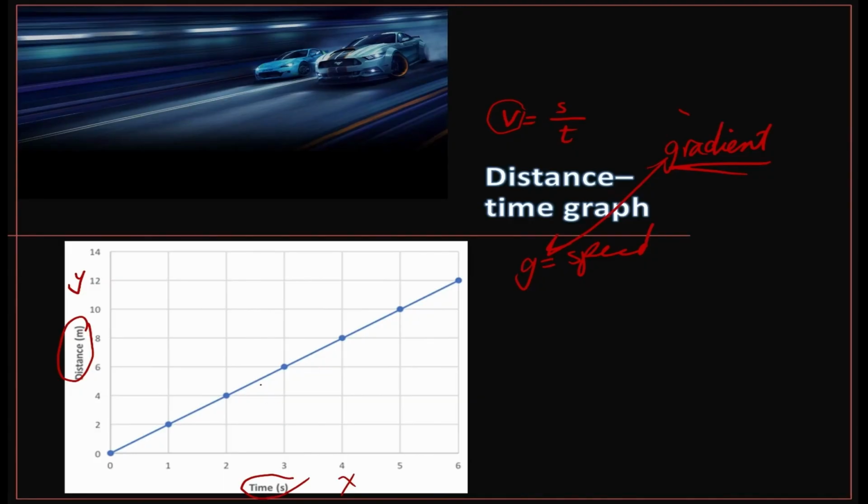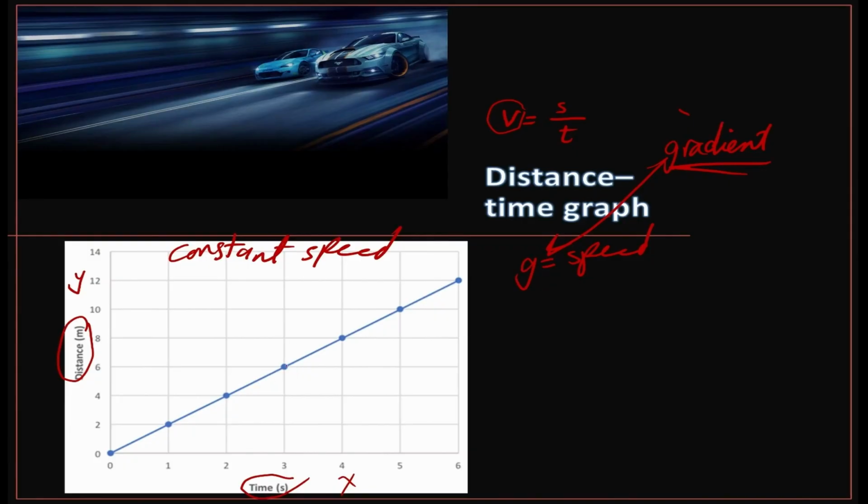Good. But which part of this line can we use to get the gradient? Look here, we have distance, we have time. It is a straight line. This means we have a constant speed here. So the speed does not change during this time. What does this mean? This means we can choose any 2 points and we can get the speed in this graph. Because we have here a straight line, the speed is constant. This means we can use any part of the line to get the speed.